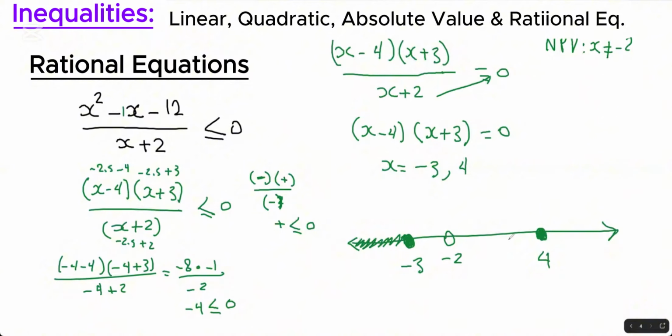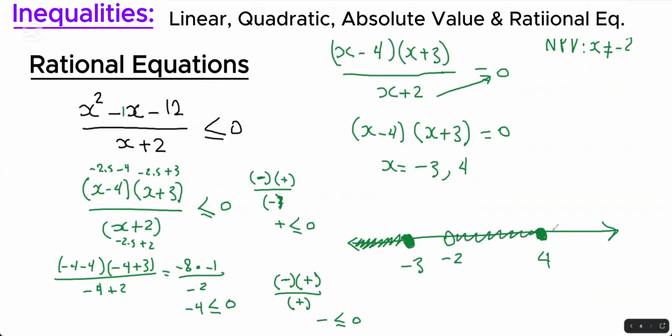So if we sub in 0 here, 0 minus 4 is -4, so that's going to be negative. 0 plus 3 is 3, so that's going to be positive. And 0 plus 2 is positive. Now, negative times positive is negative, and negative divided by positive is negative. Is a negative number less than or equal to 0? Definitely. So therefore, this is true, and you shade in this region where 0 is.